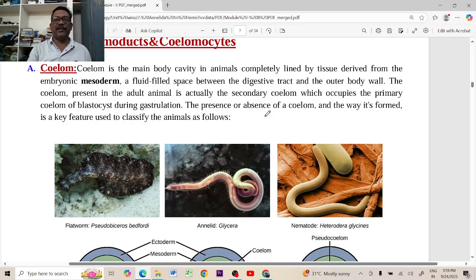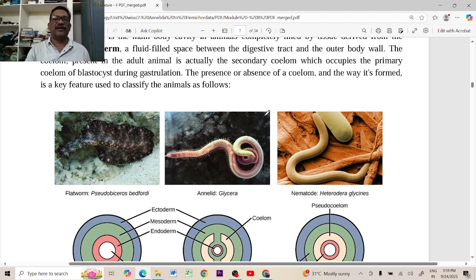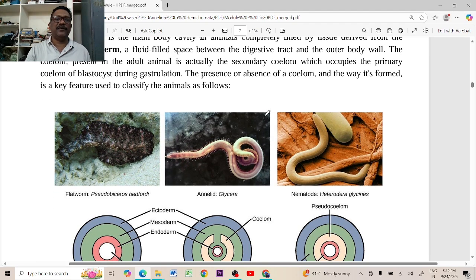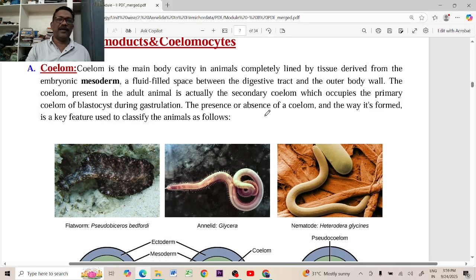But in the Echinodermata, Hemichordata, and Chordata, the coelom is formed as a true coelom, but it is called the enterocoelom, because some cells differentiate from the endodermal layer and form a splitting that forms the coelom. That is called the enterocoelomata.